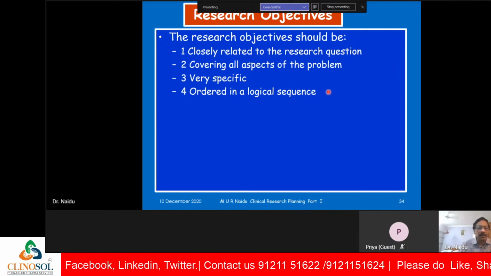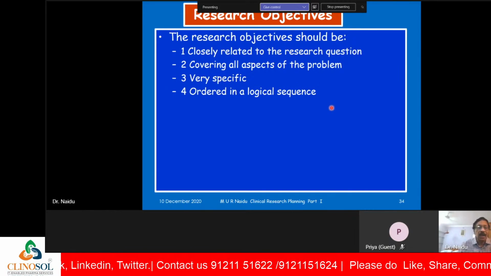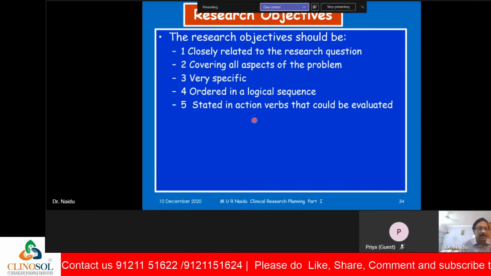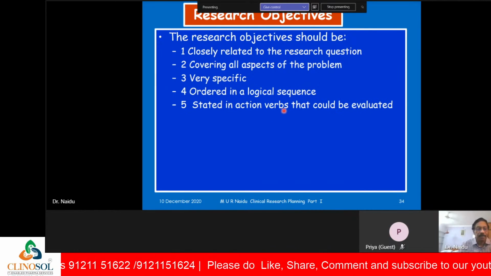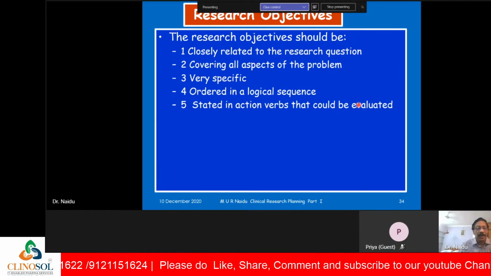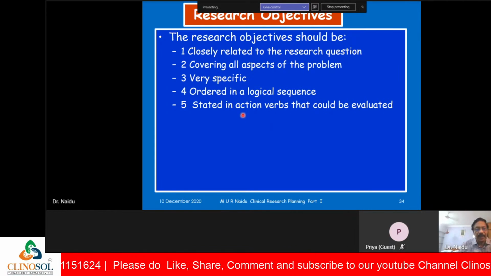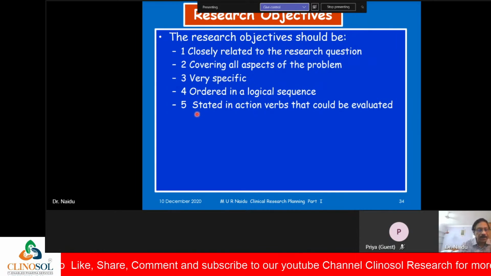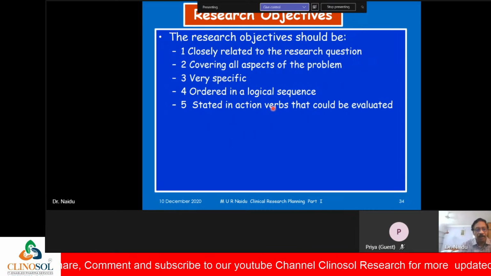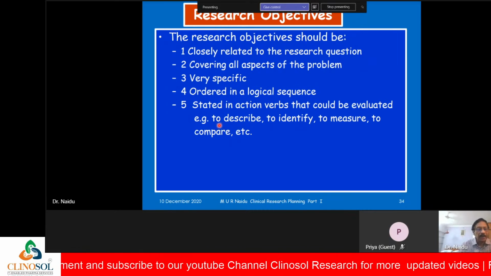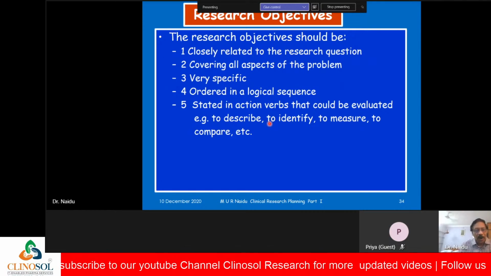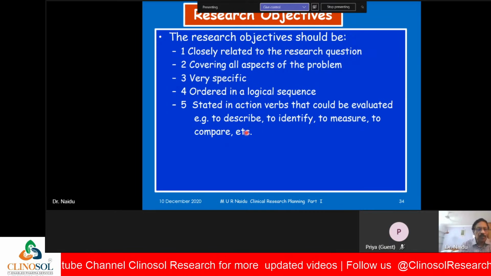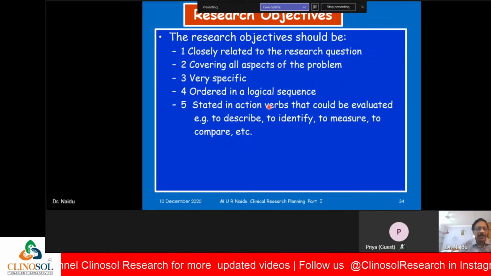What you will do first, what will be second, what is the third investigation, what investigations you will do or will try to avoid. State action in verbs that could be evaluated. What is the meaning? This is very important: whenever you are writing an objective, always write it in the form of a verb. For example, to describe, to identify, to measure, to compare. So use these verbs rather than something vague.